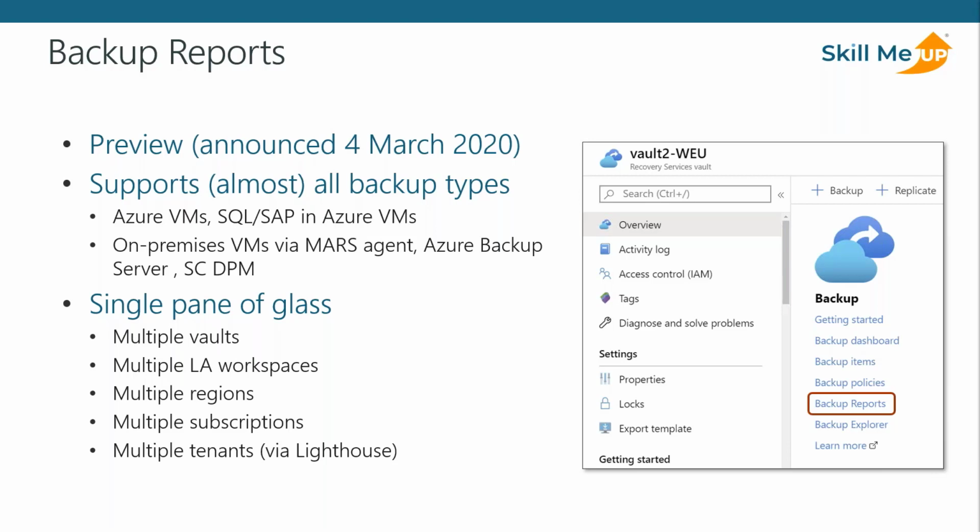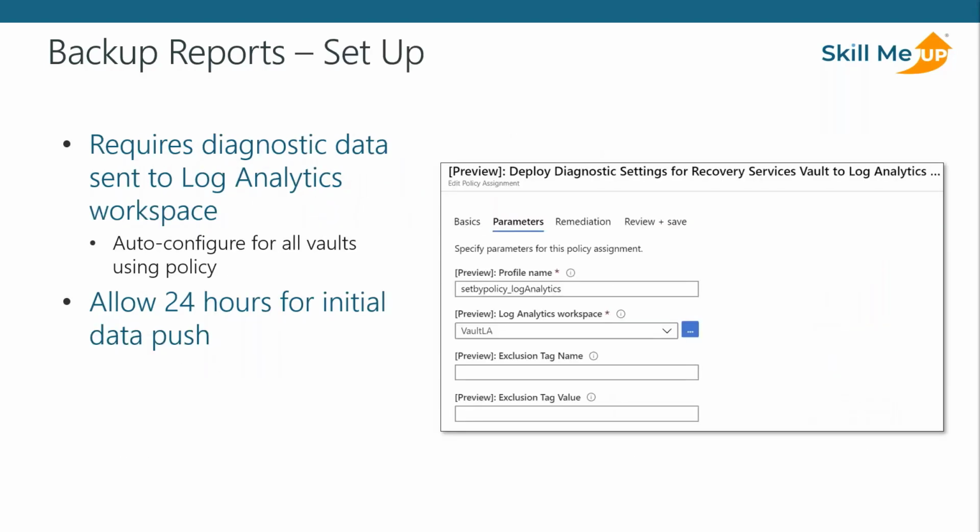Setting this up requires a log analytics workspace to be configured for your vault. That's fairly straightforward to configure, but even better, there's a policy that can do it for you. So you can deploy this diagnostics policy. The moment you set up your log analytics workspace, you deploy this policy, and then all of your recovery services vaults will automatically be configured to use this workspace for their backup data.